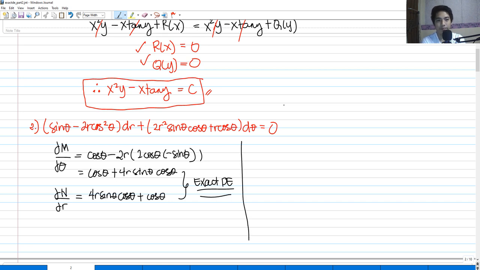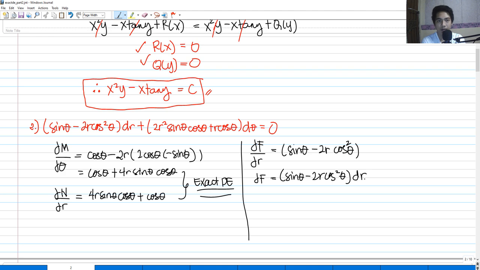So how do we solve? Partial of f with respect to dr, so this is our x counterpart in our formula. So we have partial of f equals sine theta minus 2r cosine squared theta. Cosine squared, that is not r squared, but cosine squared. Sorry for that correction.